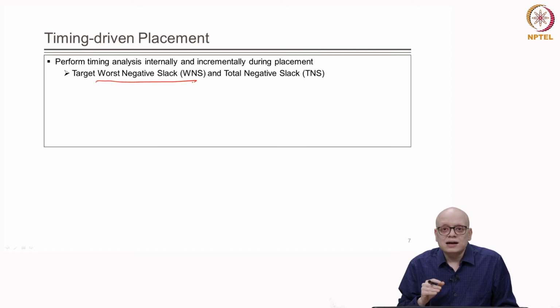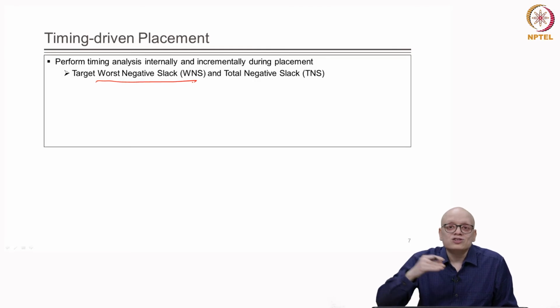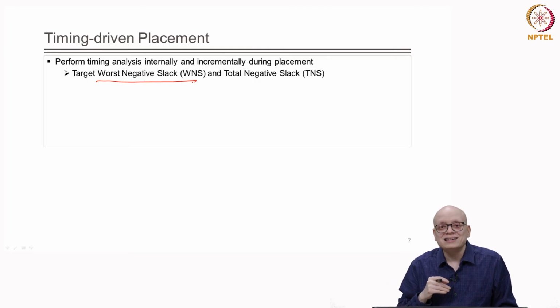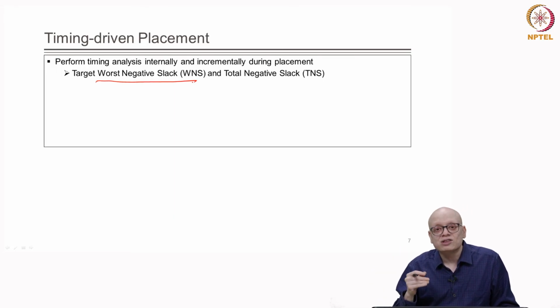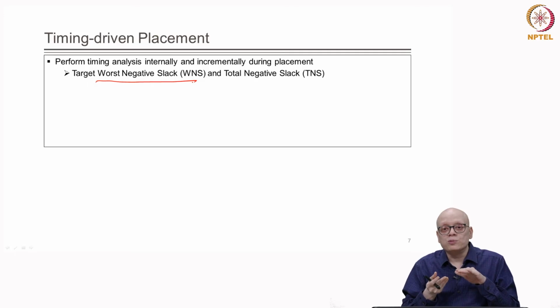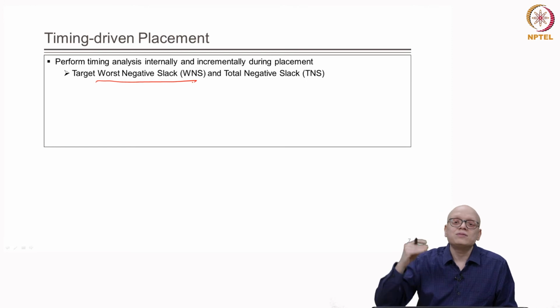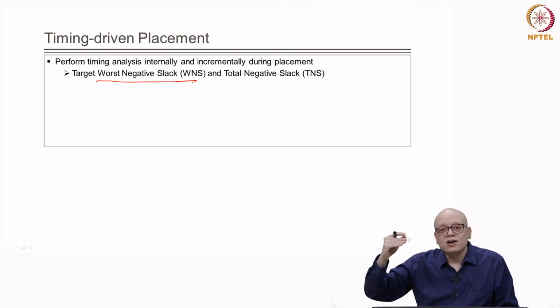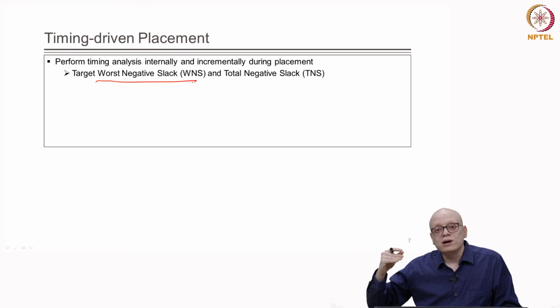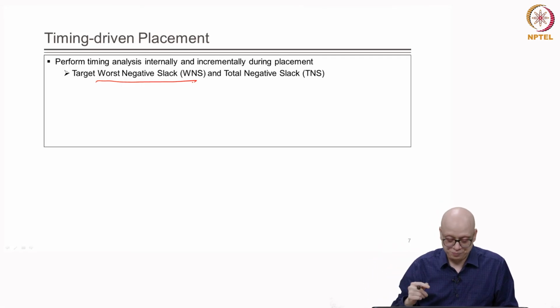And then there are timing driven placement tools which also target total negative slack. There may be thousands of paths which have negative slack. In that case, just solving the problem of the worst negative slack may not fix our design properly. In that case, we try to improve the total negative slack of our design. Total negative slack means that we take the sum of the negative slack of all the endpoints which are violating the timing.